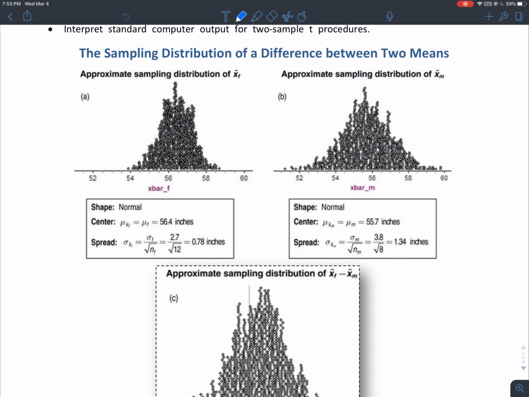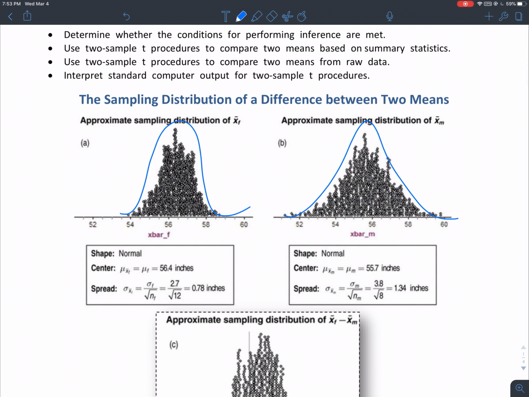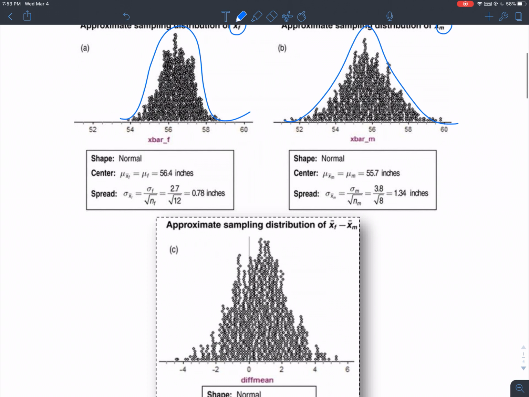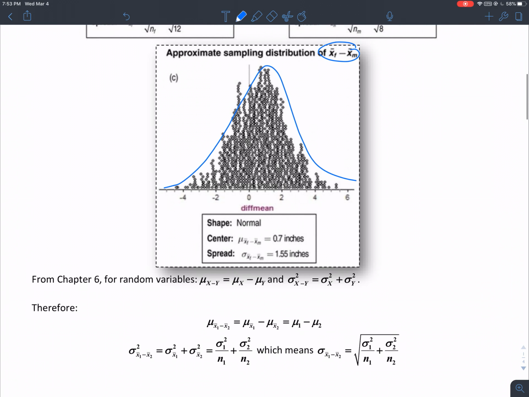lesson 10.1. So I don't want to go over this too much. I'm not going to belabor this too much. I'll let you read over this, but basically you have the same thing going on. If the sampling distribution of my first sample mean is approximately normal and the sampling distribution of my second sample mean is approximately normal, then the approximate sampling distribution of the difference of those two sample means will be approximately normal. And we know this from chapter 6 and 7.